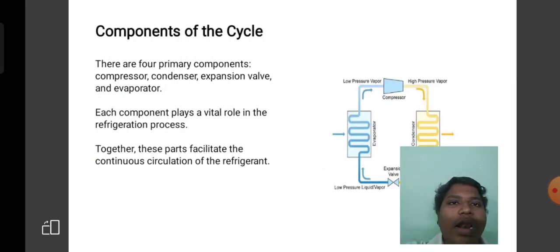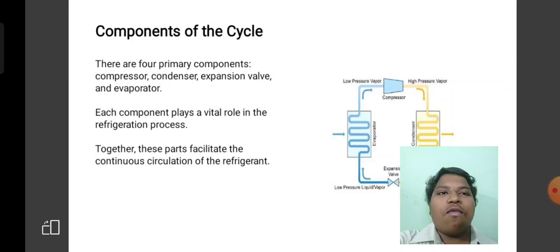Components of the cycle. There are four primary components: compressor, condenser, expansion valve, and evaporator. Each component plays a vital role in the refrigeration process. Together these parts facilitate the continuous circulation of the refrigerant.